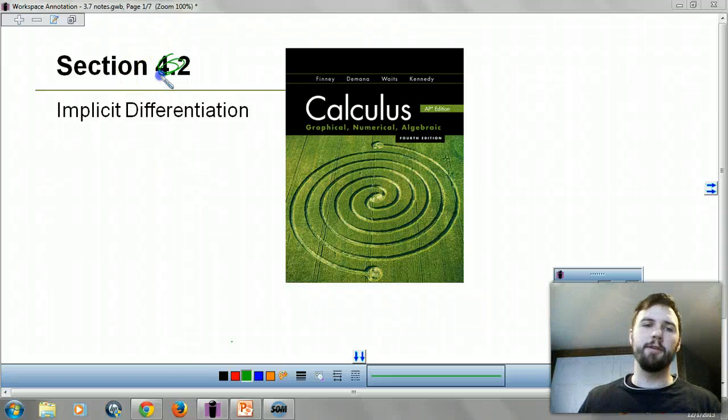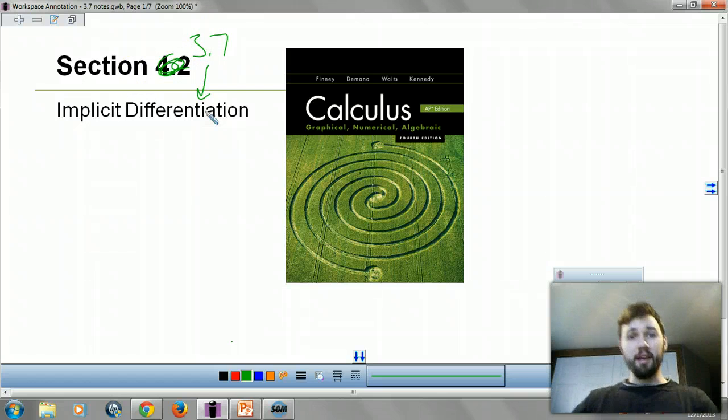Morning Calc kids, today we are looking at 3.7 implicit differentiation.